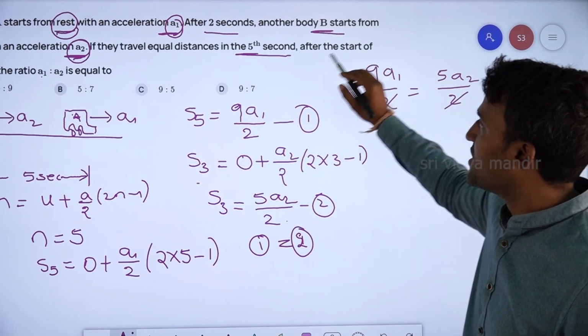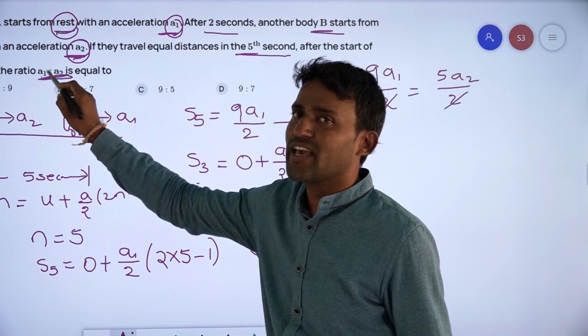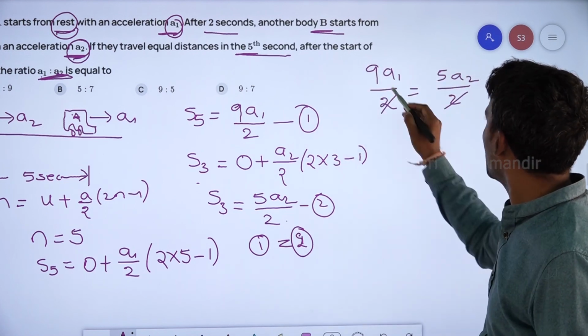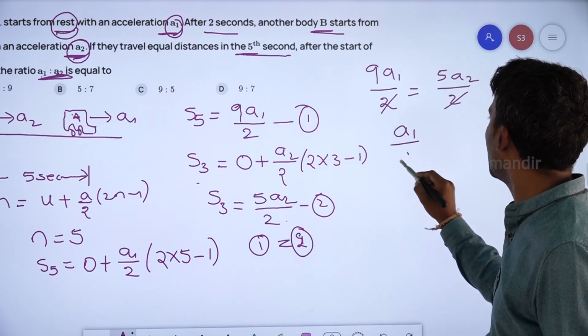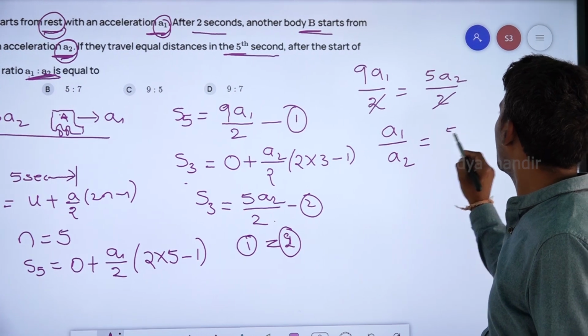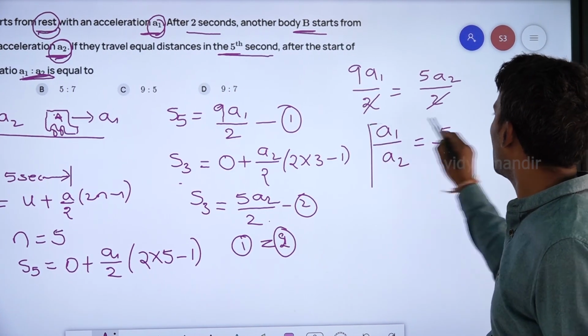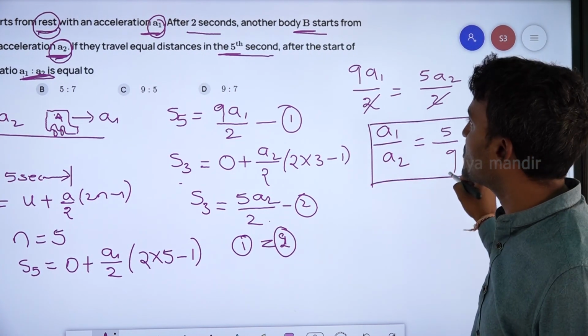They are asking for a1 is to a2. So take a2 to this side: a1 divided by a2 is equal to 5 divided by 9. So what about your option? It is 5 is to 9.